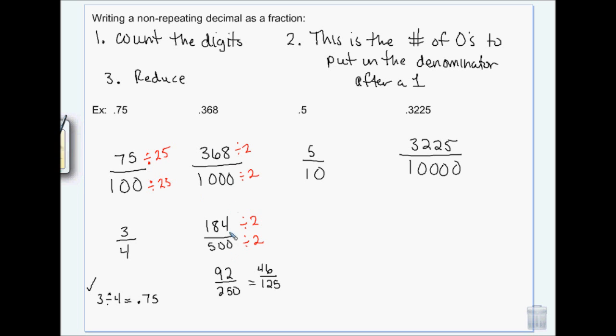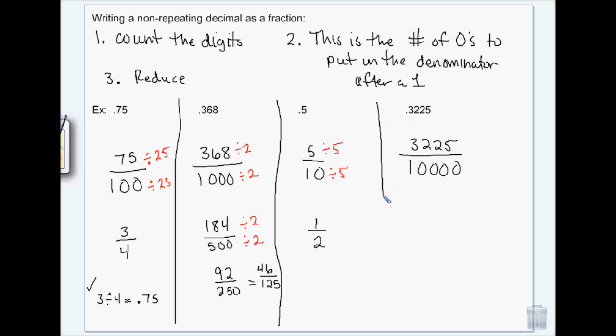Yeah, I could have divided by 8, but again, you'd have to have known the rule for that. Here, I'm going to do this to make it a little easier. Okay, 5/10. 5 and 10 will both divide by 5, so that's going to give me 1/2. And 3225 and 10,000 will both divide by 25. They'll also divide by 5, but I'm going to go bigger, 25. And that's going to be 1.